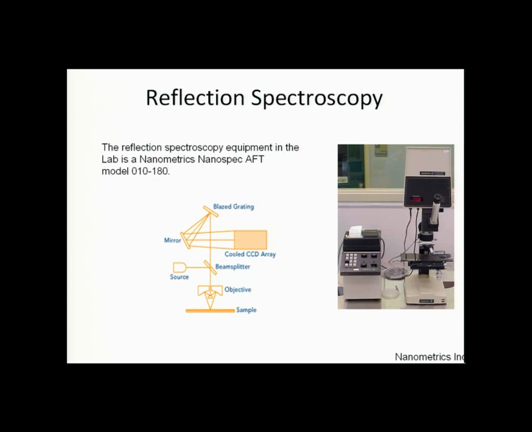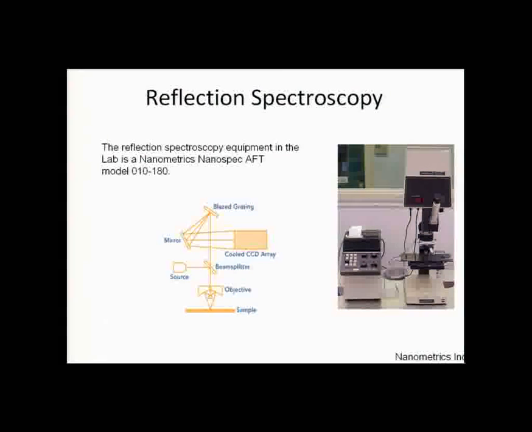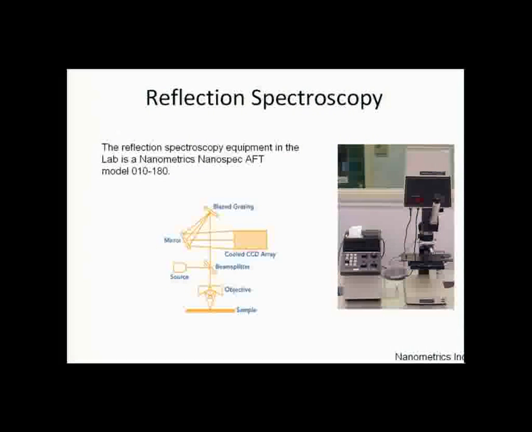Here's a reflection spectroscope. This happens to be a Nanometrics NanoSpec AFT, and we see the basic setup over on the left, where we have a light source, a beam splitter, so light comes down, interacts with an objective where it's focused down to the sample. Part of the beam goes directly up without interacting with the sample.